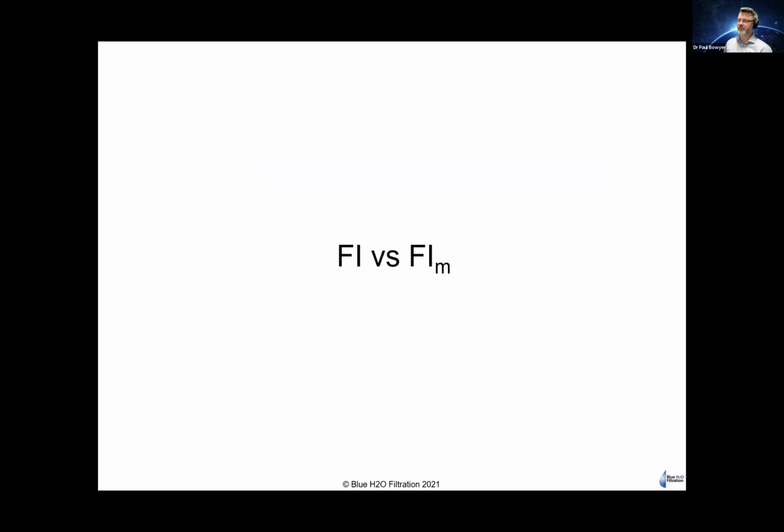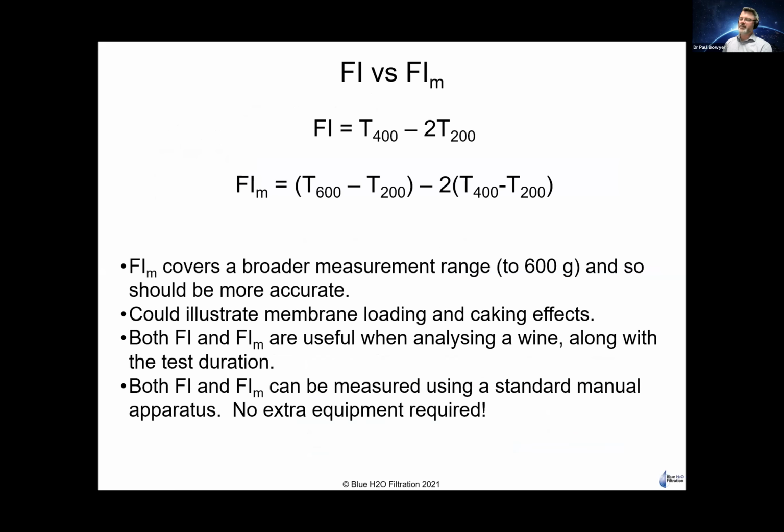Just to explain those two terms, filter index and modified filter index: the standard index is the time to pass 400 mils minus double the time to pass 200. So if you have 20 seconds for 200 mils and then 40 seconds for 400 mils, the index is going to be 0, perfectly filterable, no change in flux.